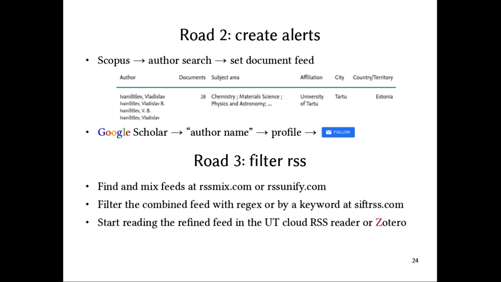The third row is filter your RSS. Now that is something that is experimental. It might not work very well, but you can find and mix feeds at rssmix.com or maybe rssunify.com or maybe some other service. You can then filter the combined feeds with regex or by keyword at cipherrss.com. And once you've done it, you can actually start reading the refined feed in the UT cloud or maybe some other reader or maybe with Zotero as well.